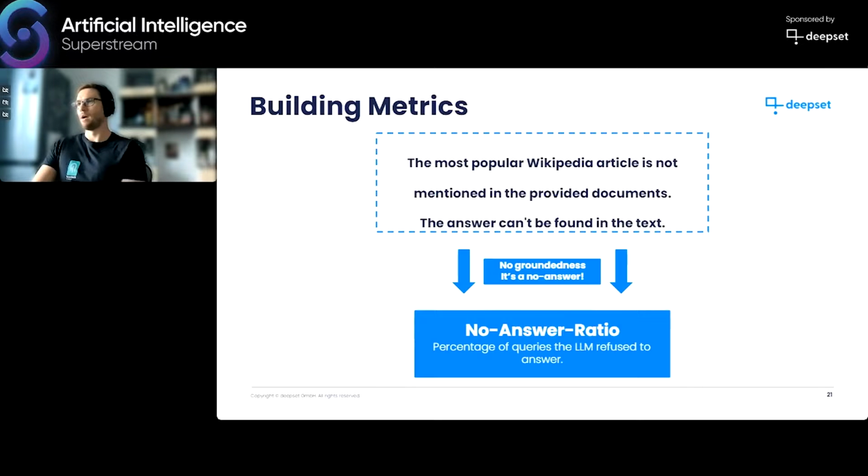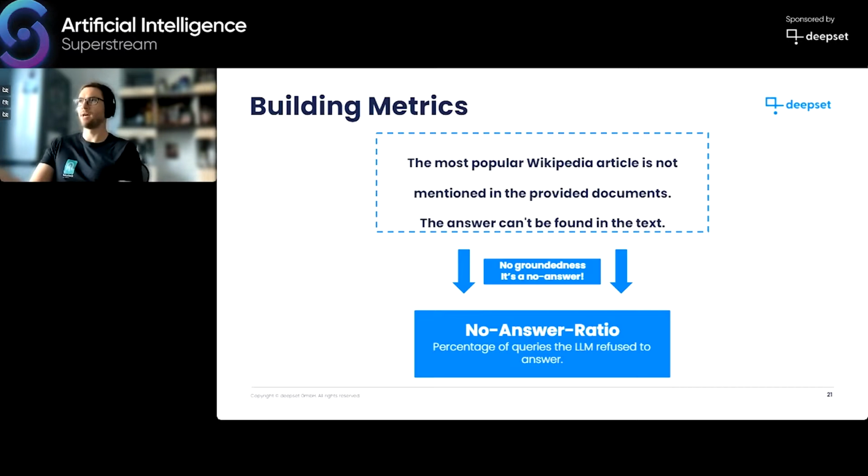So now, what about these kinds of answers? The most popular Wikipedia article is not mentioned in the provided documents. The answer can't be found in the text. So the model basically tells us it cannot find the answer in the documents. So obviously the groundedness score would be very, very low. It basically doesn't make sense. So what we need for this is actually something else, and that's very important. It's a very closely related metric to the groundedness score. We call it no answer ratio. You can also take the inverse, which is answer ratio. No answer ratio gives you the percentage of queries the LLM refused to answer.